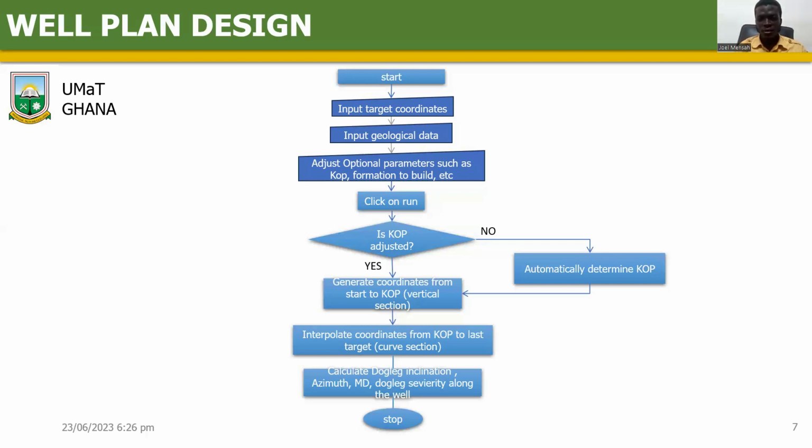But if the QOP wasn't adjusted, in other words, if the QOP wasn't selected, the program automatically determines a QOP, then generates coordinates from start to QOP to construct the vertical section of the wall. After that, it interpolates coordinates from the QOP to the last target to produce the curve section. And getting the vertical and curve section, we calculate the dog leg inclination, the azimuth, the measured depth, dog leg severity along the wall.